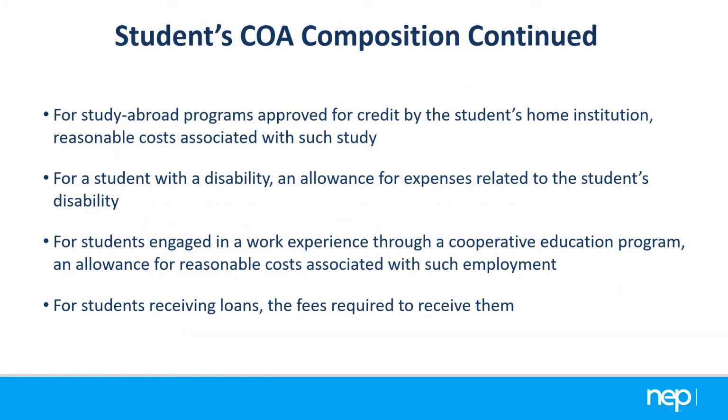Continuing with COA composition, for study abroad programs approved for credit by the student's home institution, reasonable costs associated with such study. For a student with a disability, an allowance for expenses related to the student's disability. For students engaged in a work experience through a cooperative education program, an allowance for reasonable costs associated with such employment. For students receiving loans, the fees required to receive them.